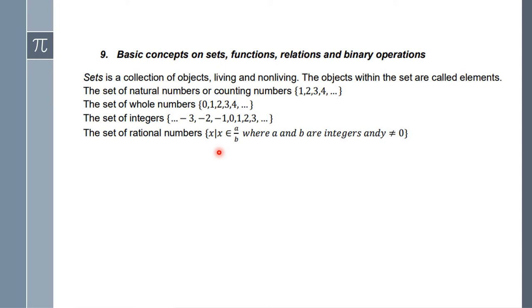So, in mathematical symbol, we define a rational number as x, such that x is an element of a over b. A over b is in rational form, where a and b are integers, and b cannot be 0. Why? If b is 0, it is no longer a fraction. It makes the expression undefined. You cannot define it because you cannot divide any number by 0. Okay? Thank you. And moving on.